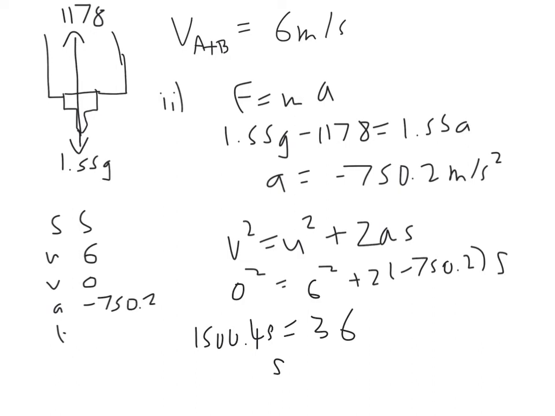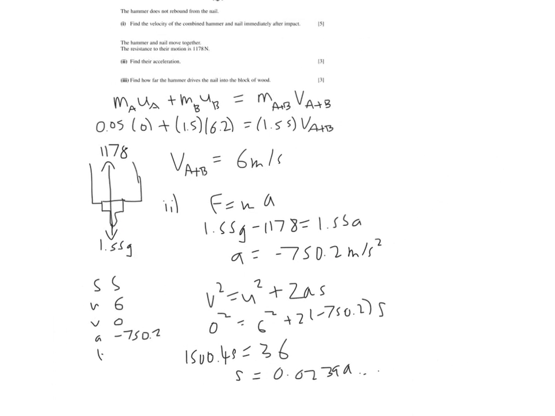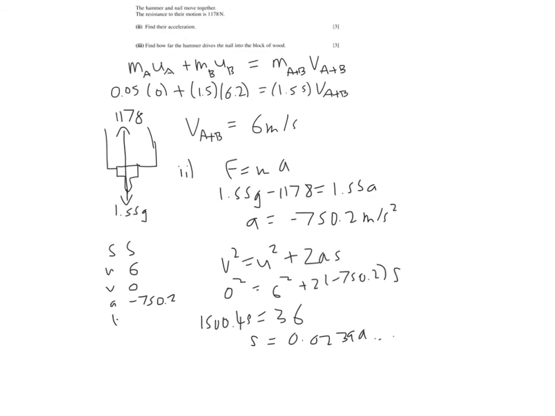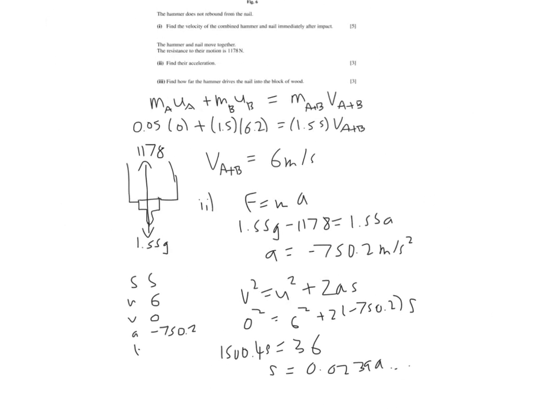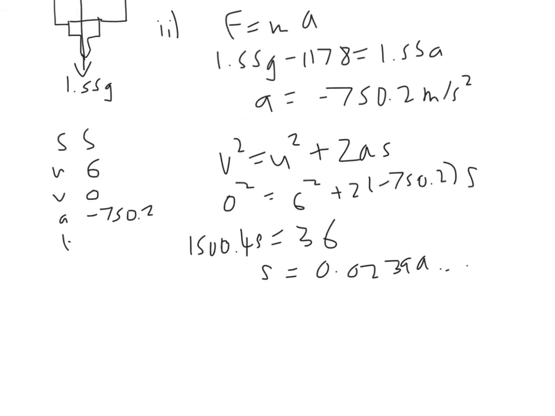Okay, so we've got to divide 36 by that value, and we get that S is 0.02399, and it keeps going on. So does it say anything about the answer? How far? No. So this question's in meters per second, so I'm going to put it as 0.0240 meters, or 2.4 centimeters.